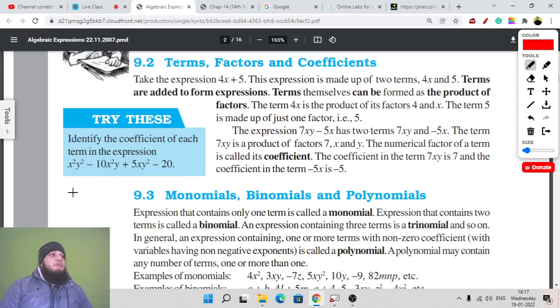Okay, now if we talk about x square y square, tell me the coefficient. In this chapter, coefficient means you have to tell the constant value. You have to tell the value of the constant. So what is the constant or coefficient for x square y square?